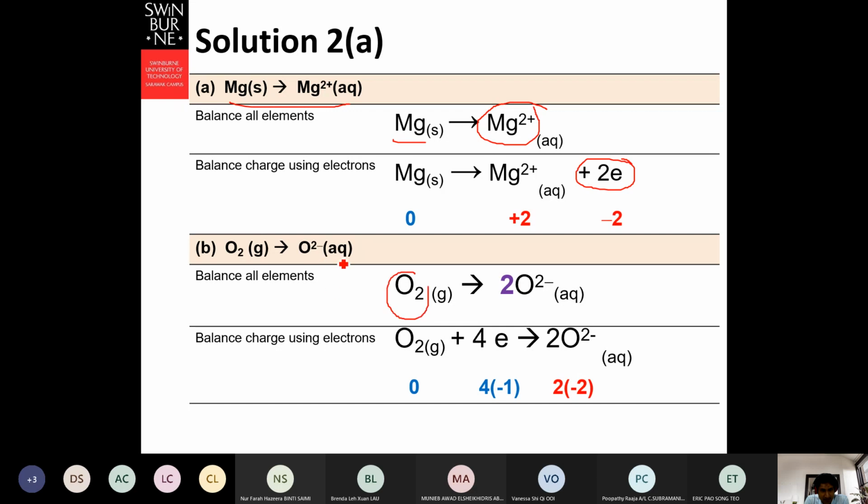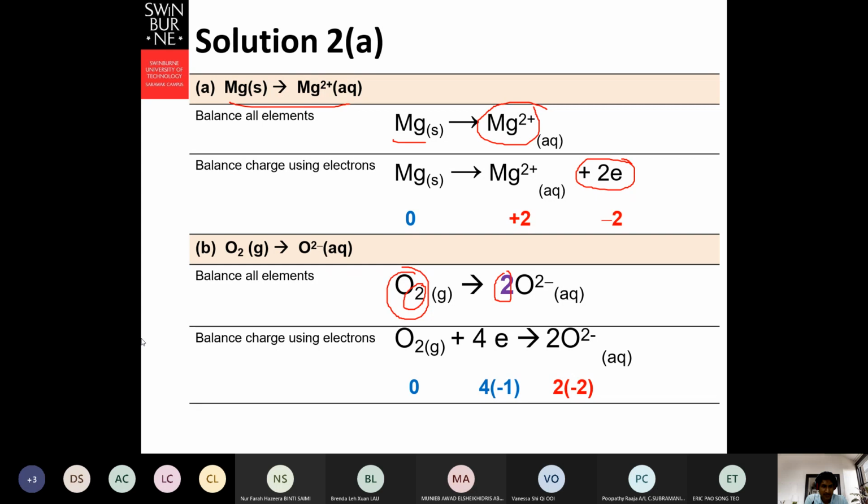Oxygen is producing 2 oxides, and then there are these 2 electrons. Since there are 2 here, there should be 2 there, because we cannot write it in this way. That is incorrect.